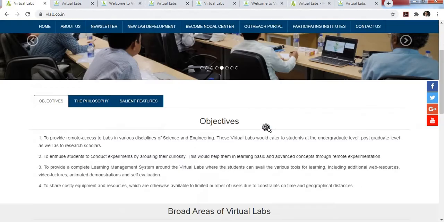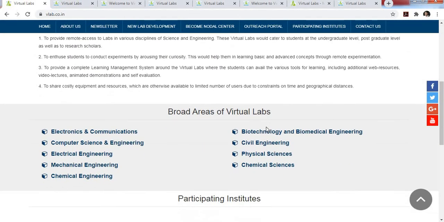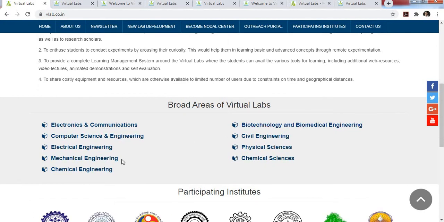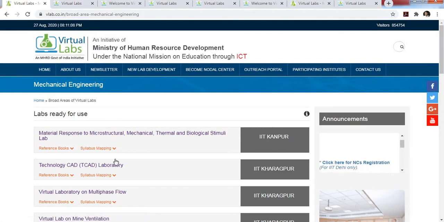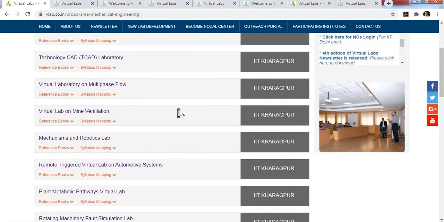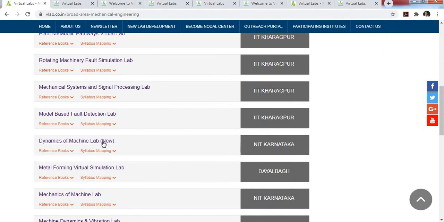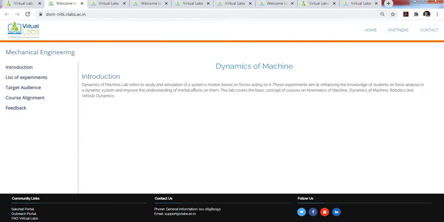You can scroll that, you can see broad areas of virtual labs. Choose your specific domain. My domain is mechanical engineering. Click the mechanical engineering. You can see the list of labs under mechanical engineering, and then select dynamics of machine lab.